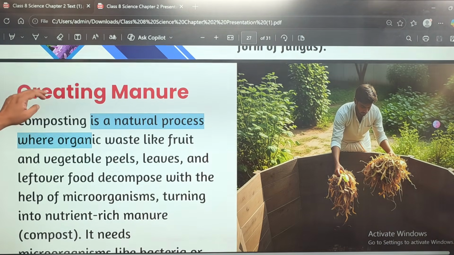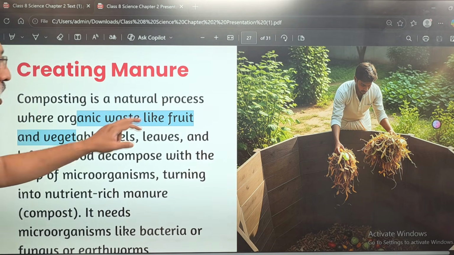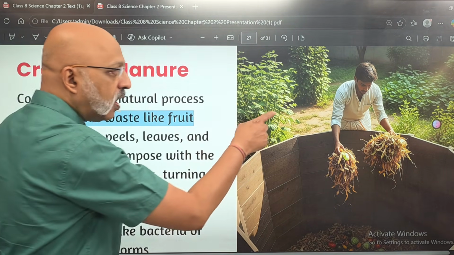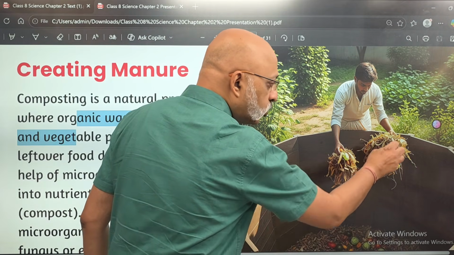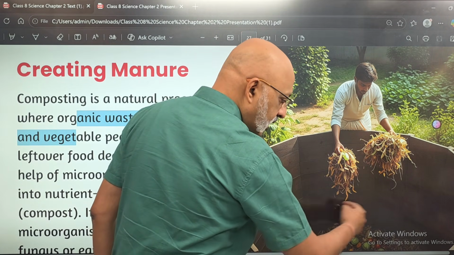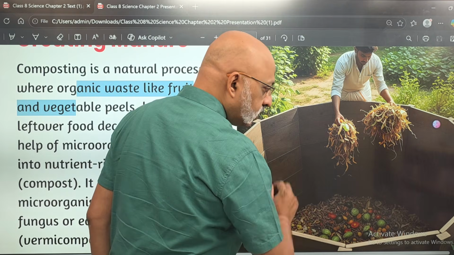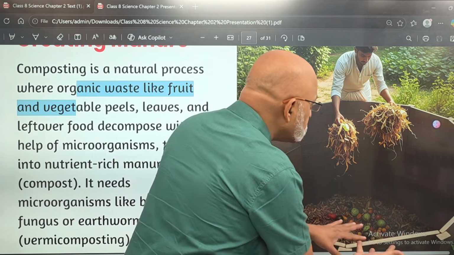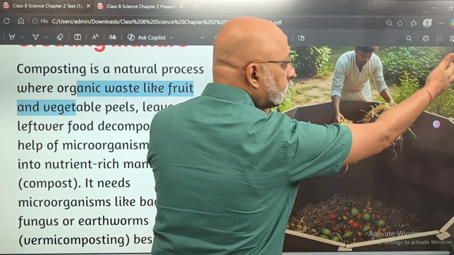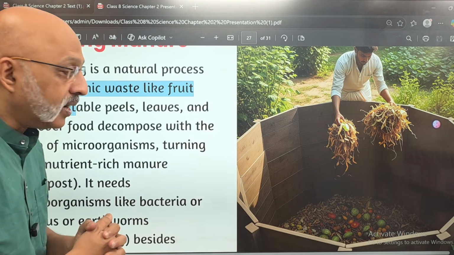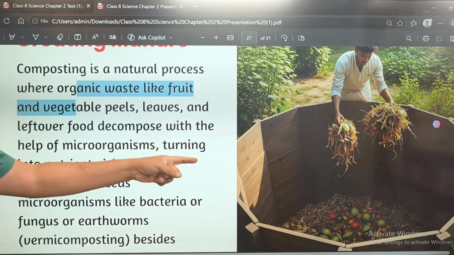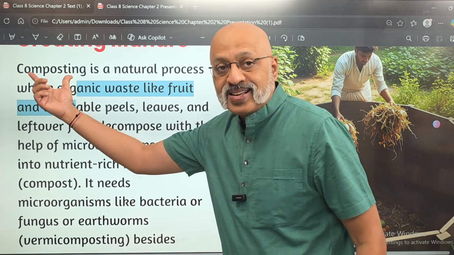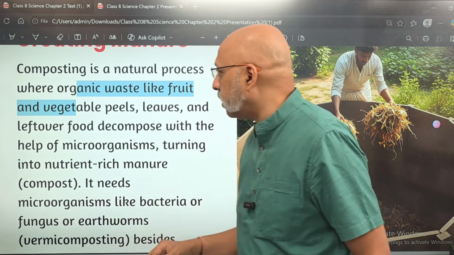Now, this is the creating of manure, so if I show it visually, you will be able to understand it better. What this farmer is doing is to put all the vegetable waste, etc., in a big container, right? And that will get converted into manure. Then he can use this manure for all the plants in his field so that the plants develop well. So this process is known as composting. Okay, compost. The process is known as composting.